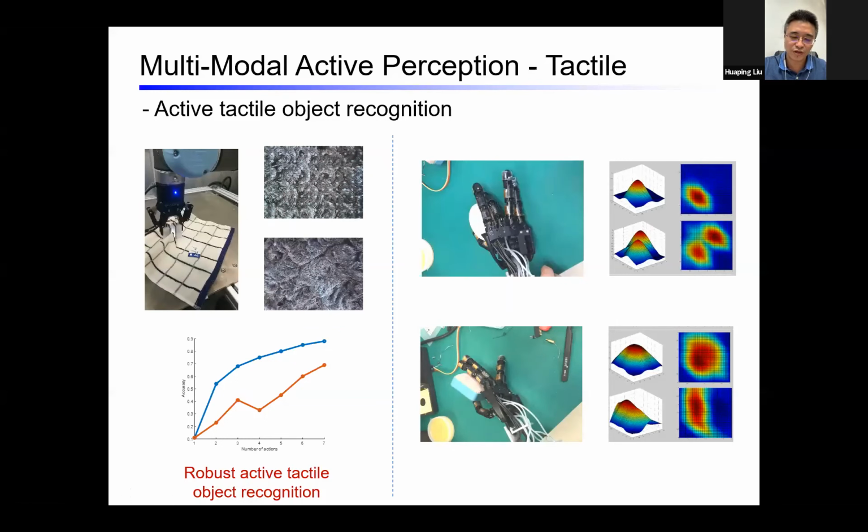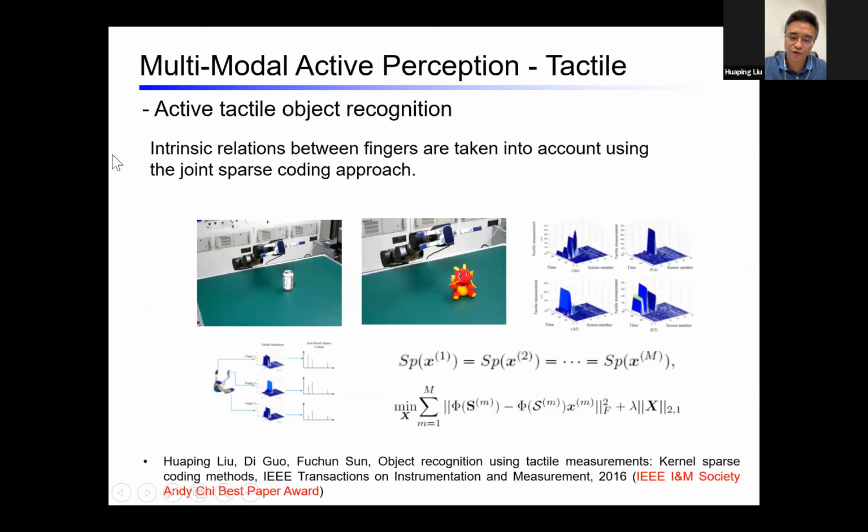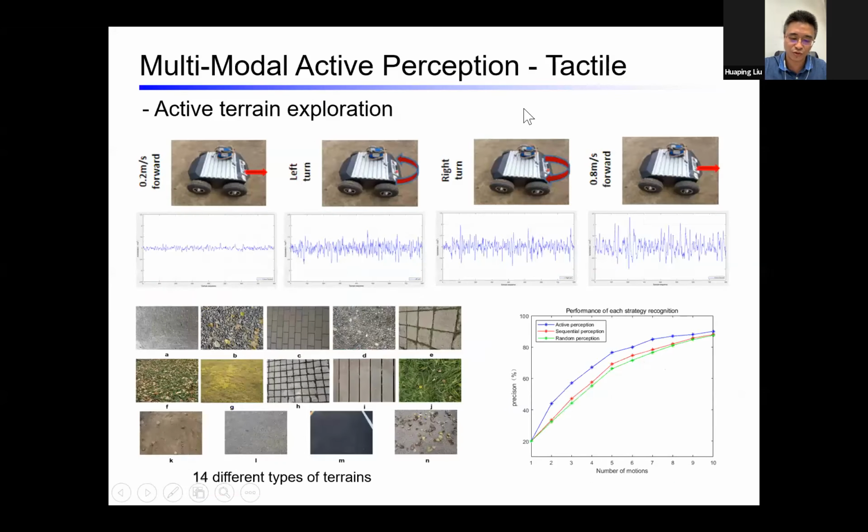In this work, a kernel sparse coding method is developed to address the tactile data representation and classification problem. The intrinsic relations between fingers are explicitly taken into account using the joint sparse coding, which encourages all of the coding vectors to share the same sparsity support pattern. The experimental results show that the joint sparse coding achieves better performance than conventional sparse coding.